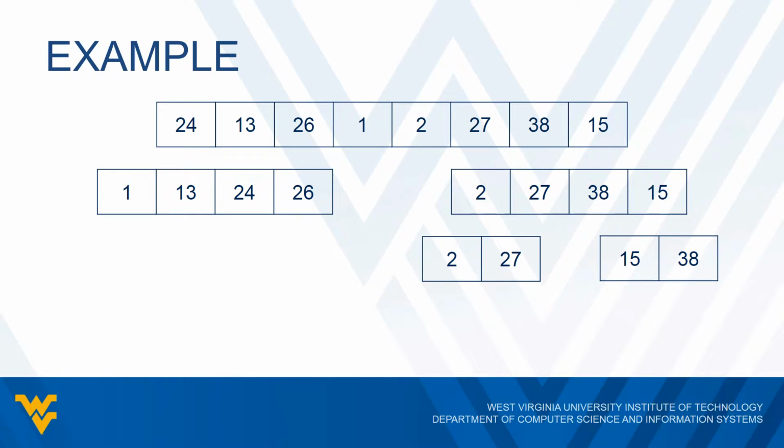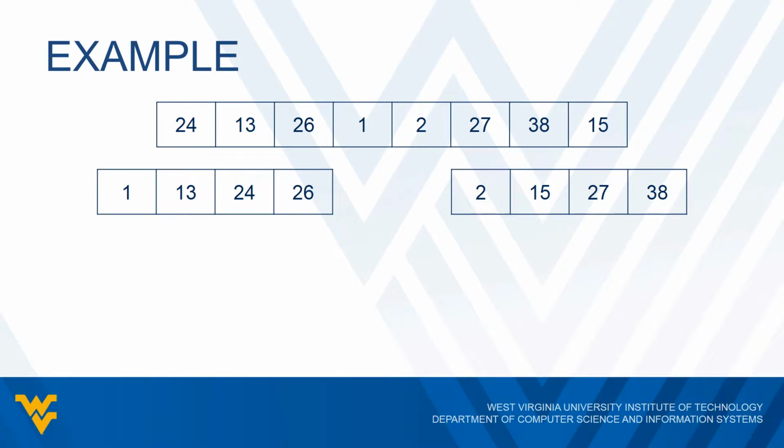We then merge those two arrays together to get the array of size 2, so we get 15 and 38 for our sorted array. We then merge those two sorted arrays, so we had 2 and 27 for one array and 15 and 38 for the other. So we merge them into an array of size 4 that gives us a sorted array. So we have the 2, 15, 27, 38.